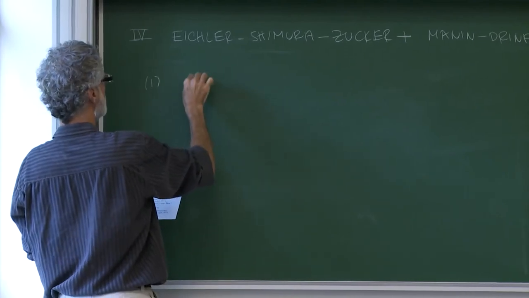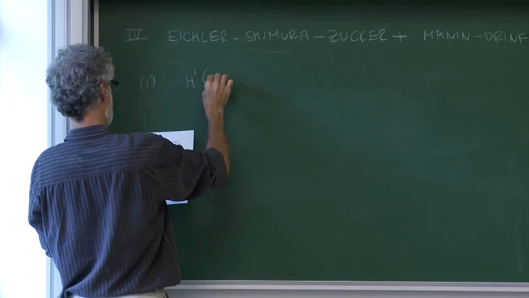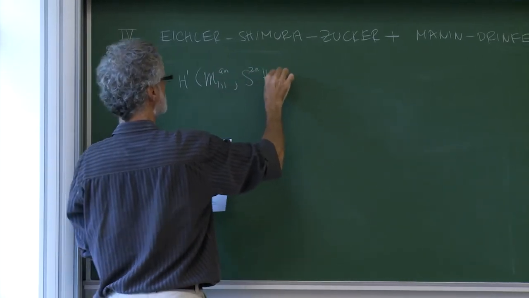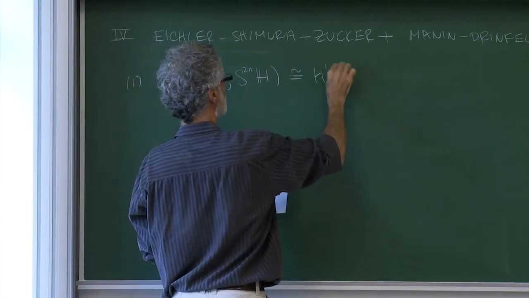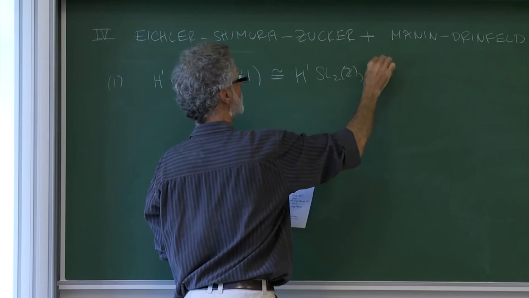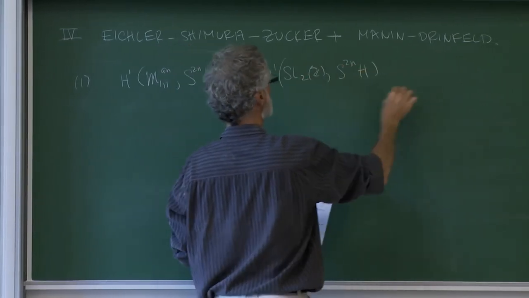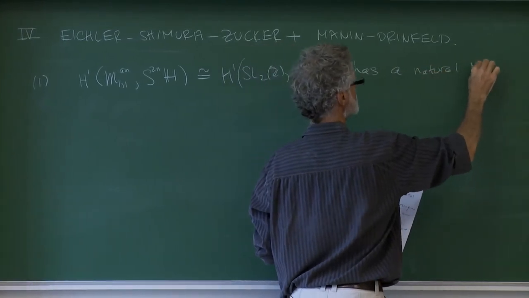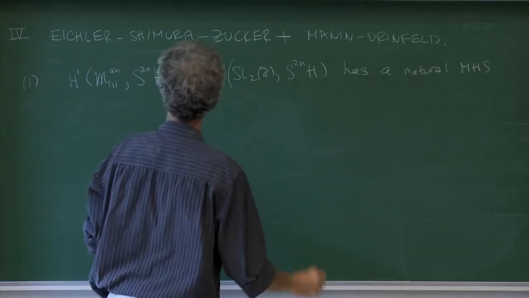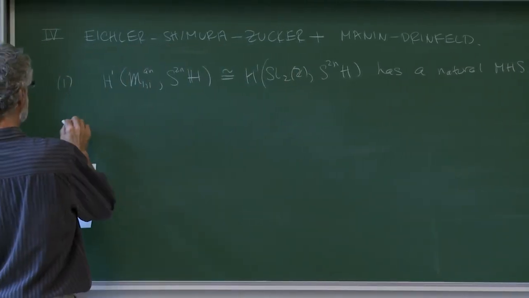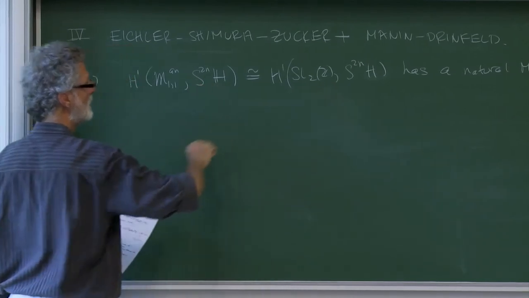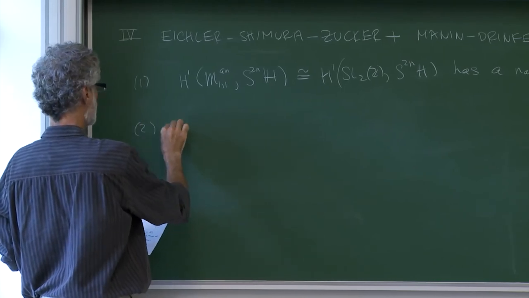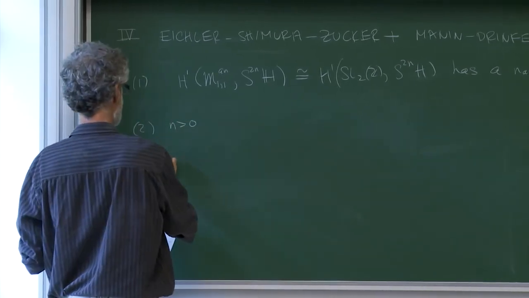So one is that H1 of M11 analytic with coefficients in S_2n H, which is the same as H1 of SL2(Z) with coefficients in S_2n H, has a natural mixed Hodge structure. When n is 0, I'll leave it for you: H1 and H2 both vanish. So I'll take n to be positive. And then you have an exact sequence.